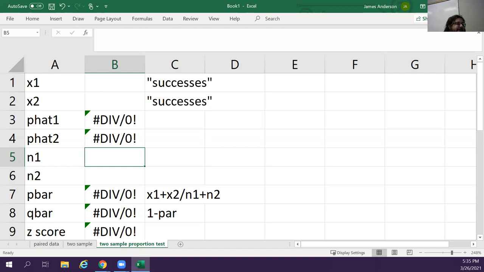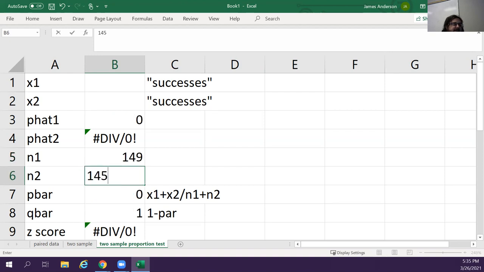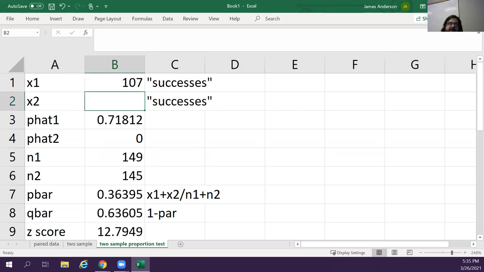Anywho, we had 149 patients treated and 145 patients were given a placebo. Among the 149 patients who got the treatment, 107 were free from headaches for 15 minutes after treatment. I would take that. And of the 145, 26 were free. So using a 0.01 significance level to test the claim that oxygen treatment is effective, does it work?